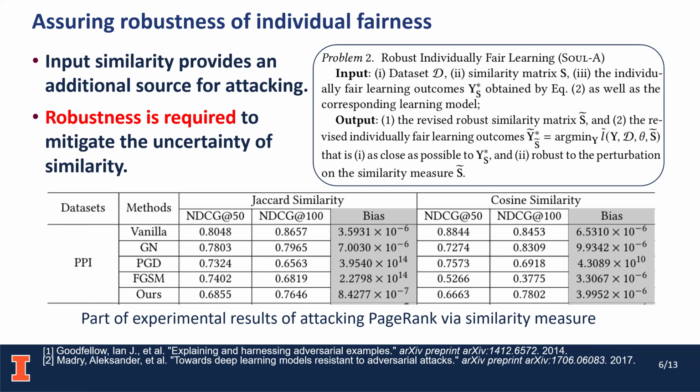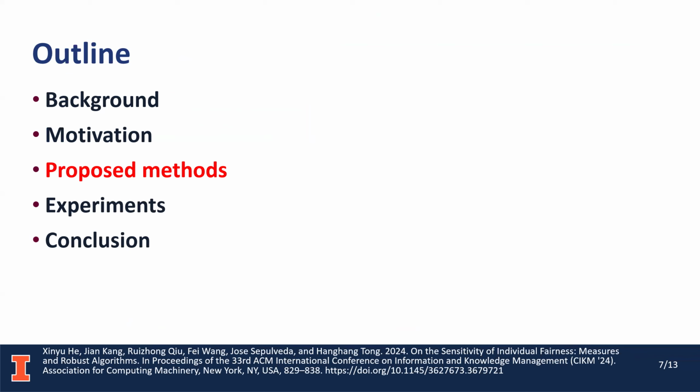When we say the revised robust individually fair outcomes, we hope that they are, first, as close as possible to the original optimized learning outcomes, so that they preserve utility, and also robust to perturbation on the similarity measures. So next, we go to the proposed methods.